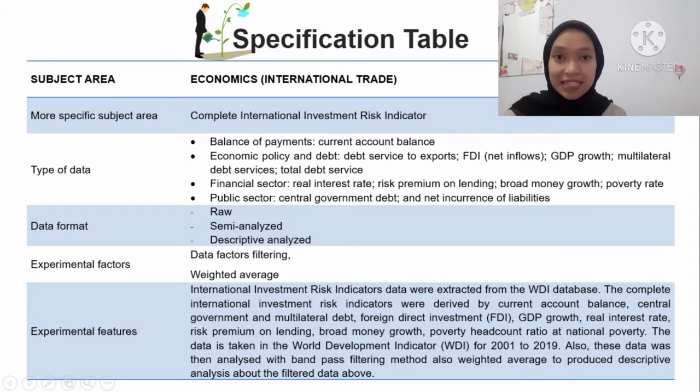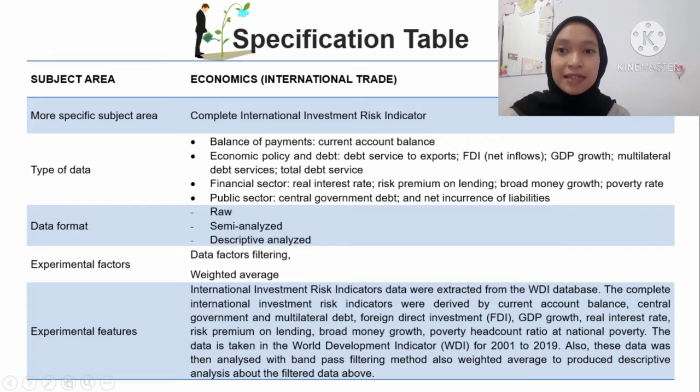To get an analysis of the data results, at first we look at raw secondary data from World Development Indicators, then analyze it using the weighted average method, and in the final stage we analyze it with a quantitative descriptive analysis.